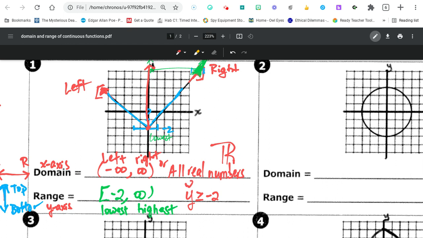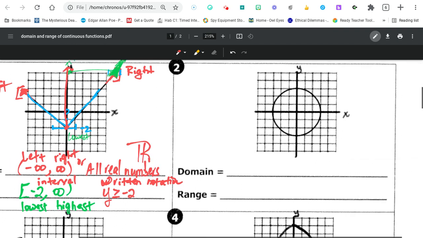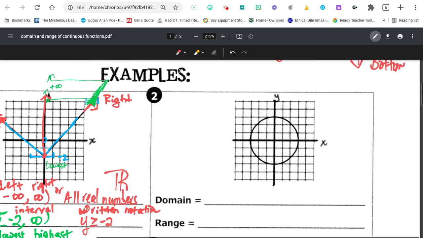This is written notation, where you write it with your variable. And why did I use a y? Because range is y. And this is interval notation. With interval notation, you don't have to put whether it's y or x. But if I want to write it in written notation, you've got to put y for range. If I were writing domain in written notation, I would put x. But your domain is all real numbers, so you're not going to list all the x's. You just put all real numbers.